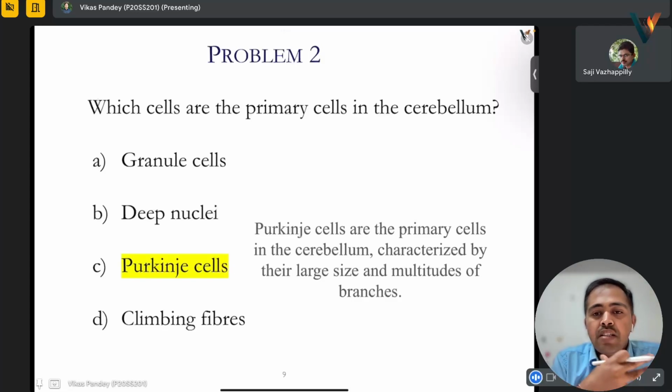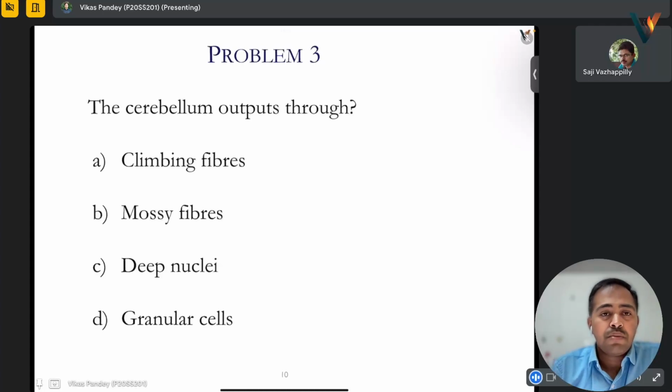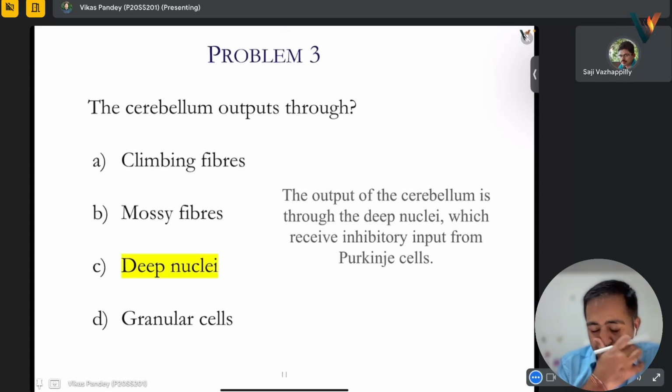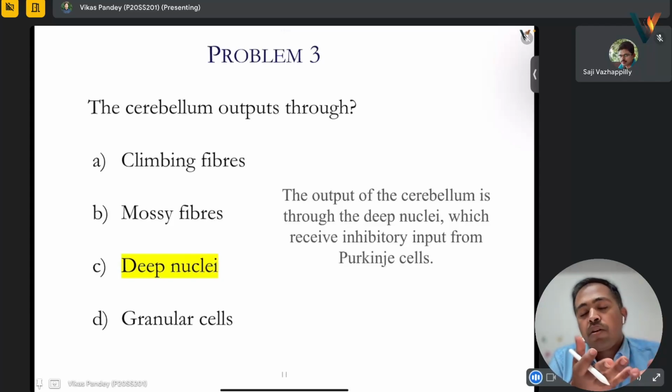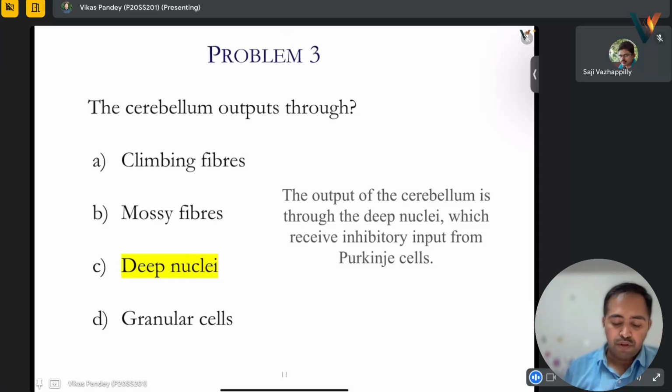Purkinje cells are the primary cells in the cerebellum. They are characterized by large size and multitudes of branches. They have a lot of branches, and this forms the major part of the cerebellum. The cerebellum outputs through climbing fibers, mossy fibers, deep nuclei, or granular cells? It is through deep nuclei, no, sir. Yes, the output of the cerebellum is through the deep nuclei, which receive inhibitory input from the Purkinje cells. Purkinje cells are sending the inhibitory input to the deep nuclei, and through the deep nuclei it goes forward.